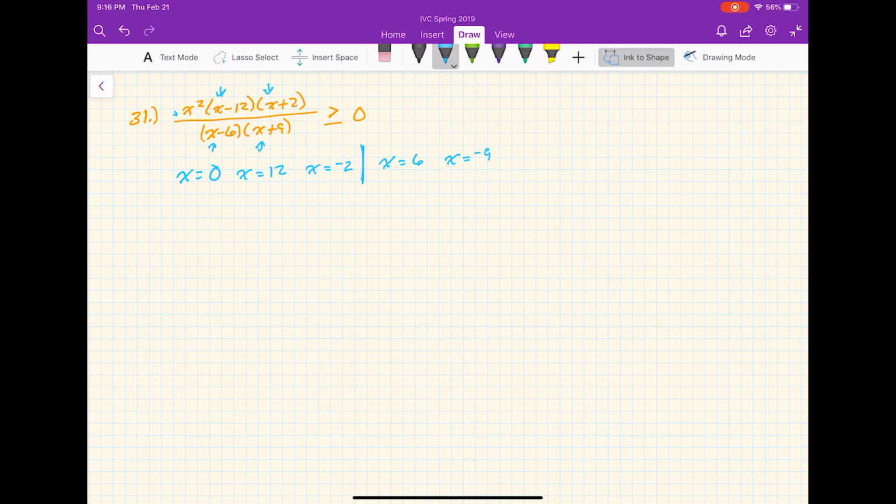The reason I separated these out is because these numbers will not be included. We can't include them in our strings of things that are greater than or equal to 0. These are basically our vertical asymptotes, so we can't include them. So we'll draw out our number line here. Straighten this guy out.